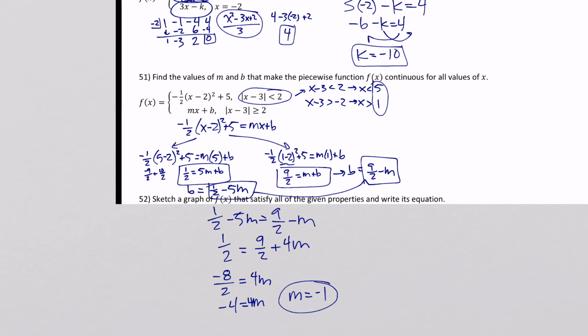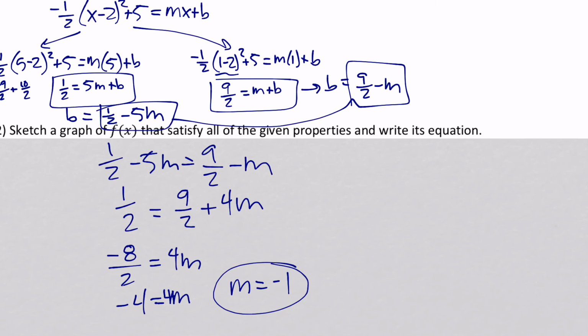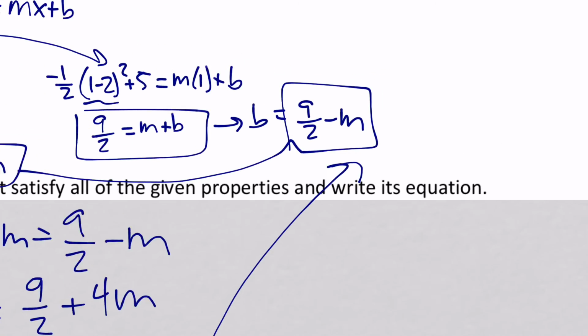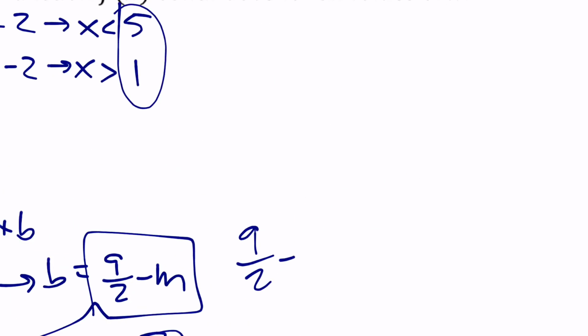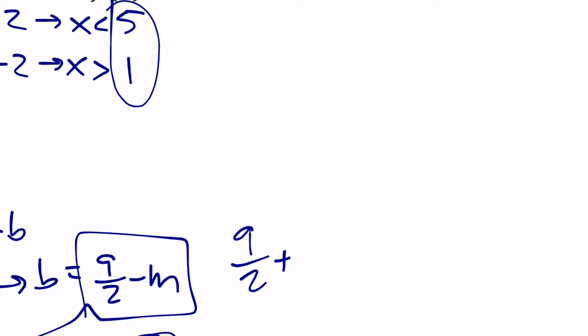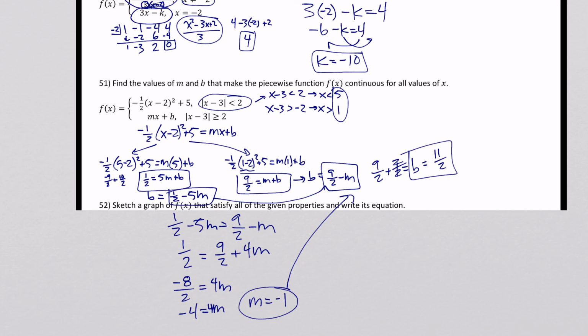Now what do we want to do with that? We want to also find b. And I have two equations here that tell me exactly what b is, assuming I know m. So let's plug this in to that equation right there. 9/2 minus m is negative 1, so minus negative 1 is really plus 1, has to equal our b. So 9/2 plus 1 is 11/2, because 1 is 2/2. 2 plus 9 is 11. So b is 11/2, and m is negative 1.